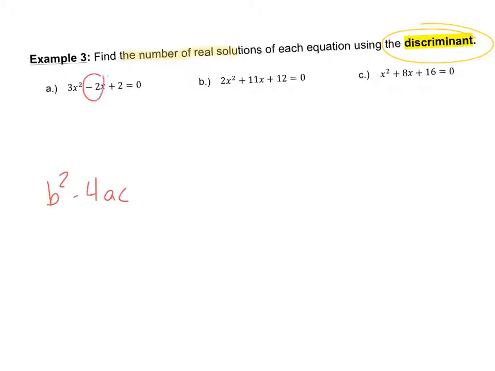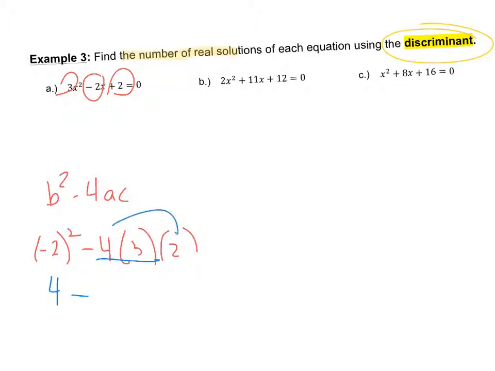So I would say b is negative 2. Well, negative 2 squared minus 4 times a, which is 3, times c, which is 2. When you do the math, negative 2 squared is positive 4. 4 times 3 is 12. 12 times 2 is 24. 4 minus 24 is negative 20. That means that if I was to take the square root, it wouldn't be possible, and so this one is no solution.